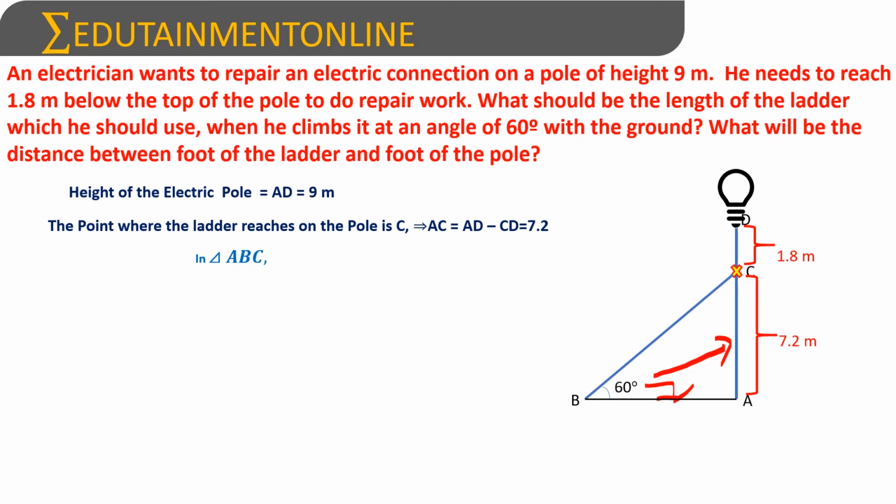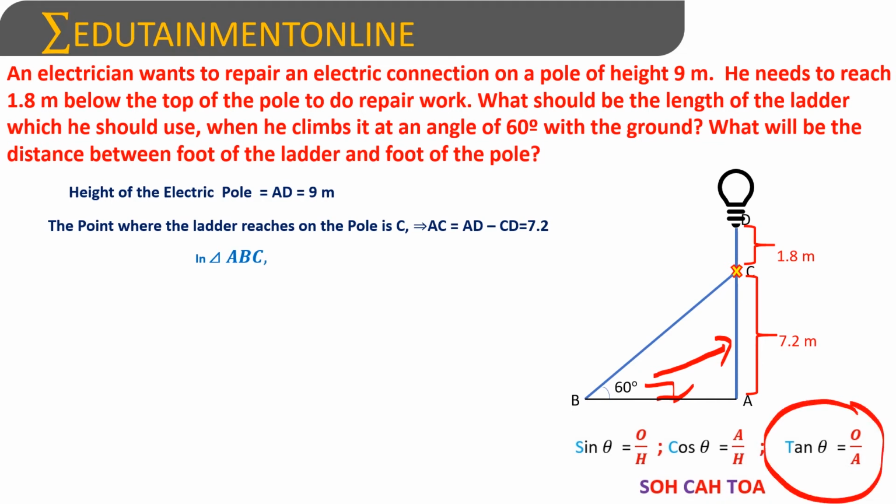First we will find AB, which is the distance between the foot of the ladder and the foot of the pole. Here the opposite side is given and we have to find the adjacent side. For that we will use tan theta, which is the combination of opposite side and adjacent side. So we can write tan B is equal to opposite side AC by adjacent side AB. Since angle B is 60 degrees and AC is 7.2, we can write tan 60 is equal to 7.2 by AB. We know that the value of tan 60 is root 3 from the trigonometric table. So root 3 is equal to 7.2 by AB.